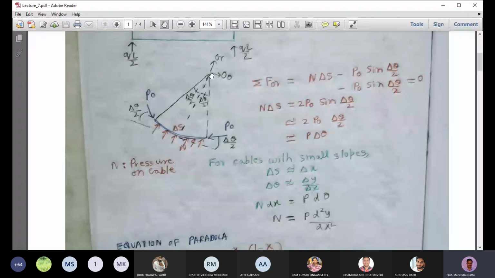From O, we draw a normal. We extend this line, and it hits the center. It will join this O with the center of this cable element, and from this we draw a normal. The total angle subtended by this cable element is delta theta. So the angle between this line and this dashed line is delta theta by 2, and between the dashed line and that line is also delta theta by 2. So the angle between this line and force P naught is delta theta by 2. Similarly, the angle between this line and this force is delta theta by 2.